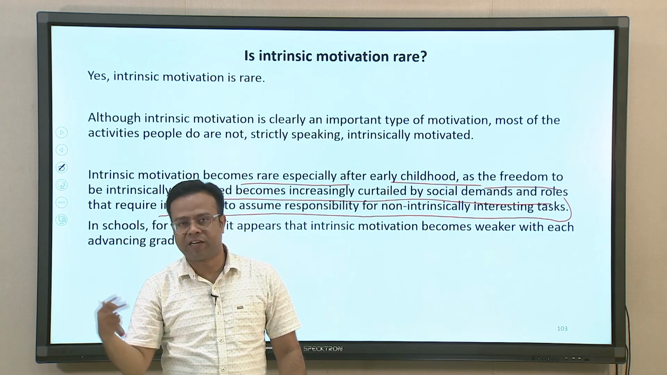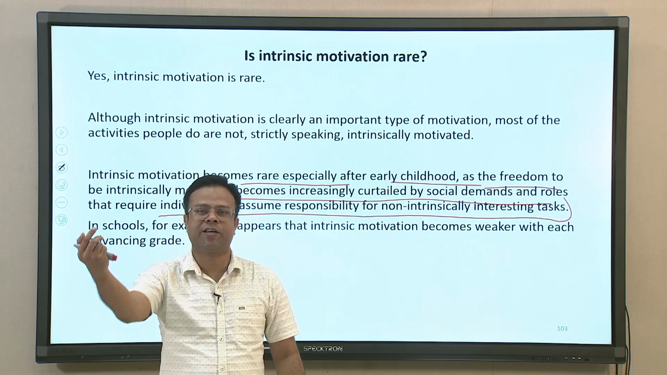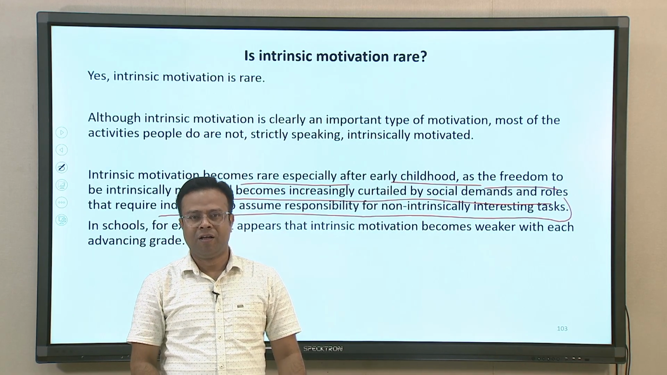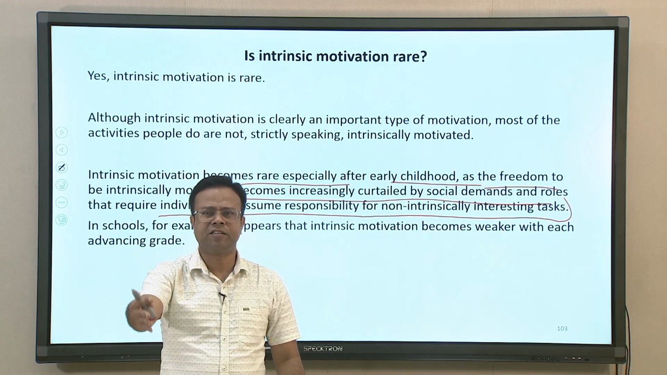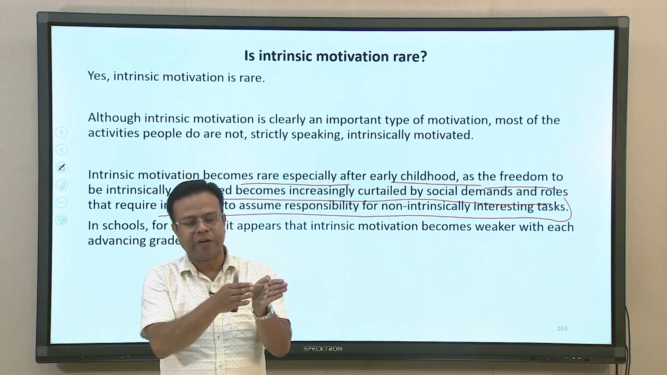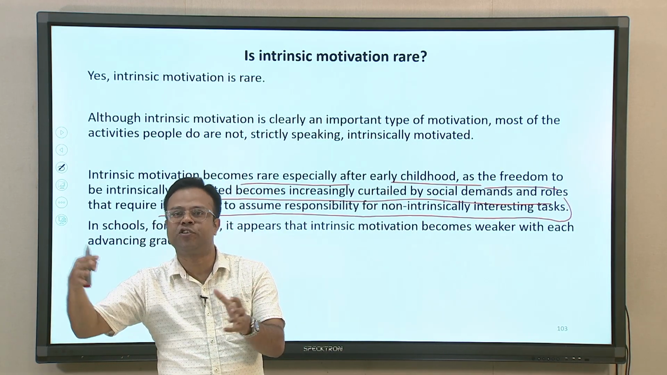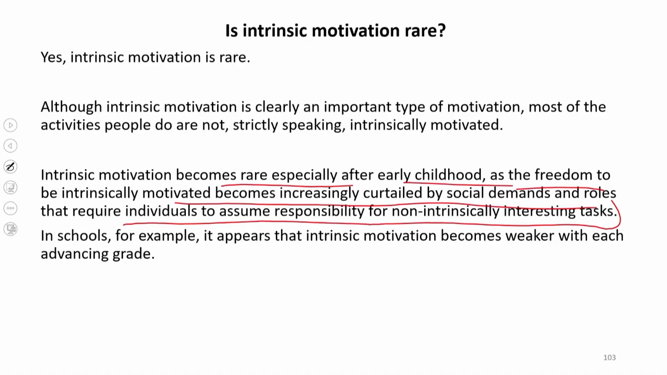social roles, demands, everything comes into the picture. Now, they have to do a lot of things, not because they want to do it, but because there is a social demand for these things. So, let us say the child grows, they need to go to school, they need to do so many things, so many expectations, so many social demands come into the picture. So, intrinsic motivation slowly decreases and extrinsic motivation increases. Research also shows, for example, in schools, that intrinsic motivation becomes weaker with each advancing grade. As the child goes to higher classes, their intrinsic motivation actually decreases.